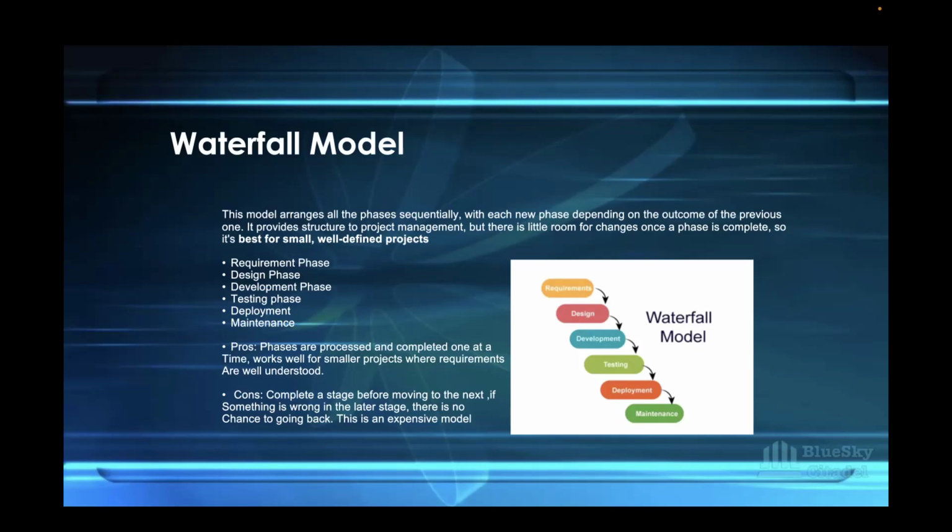We also have the pros and the cons. For the pros, phases that are processed and completed one at a time work well for smaller projects, like I said earlier, where requirements are well understood. For the cons, you complete a stage before moving to the next, so if something is wrong in a later stage, there's no chance of going back. This is an expensive model, because what I'm trying to say here is, in your cons, if something happens during testing, then you have to go back to requirement.